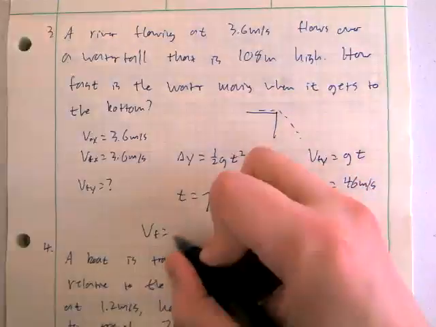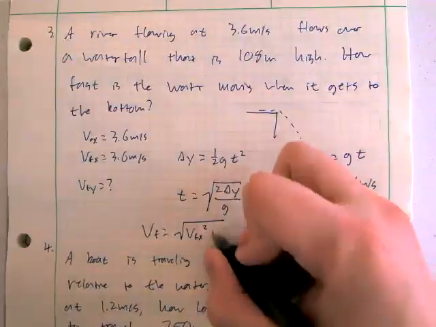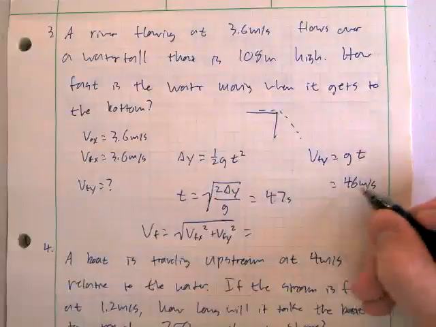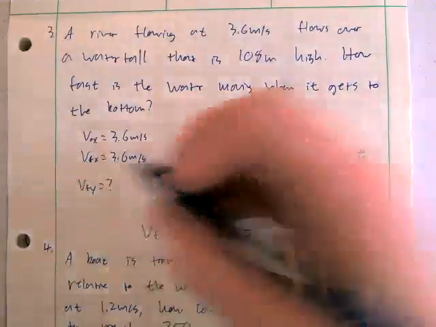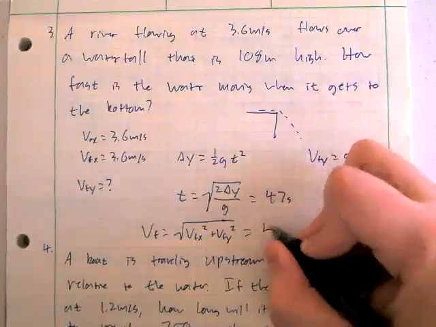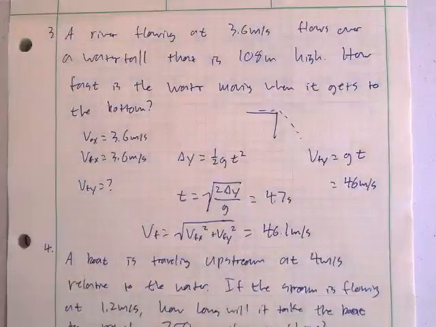Our overall final velocity is then going to be the square root of x squared plus the final y squared, and we get something very, very close to this, right? We're moving much faster in the y direction than we are in the x direction. We are still moving a little bit in this x direction. So if you do this, what you'll get is about 46.1 meters per second, right?